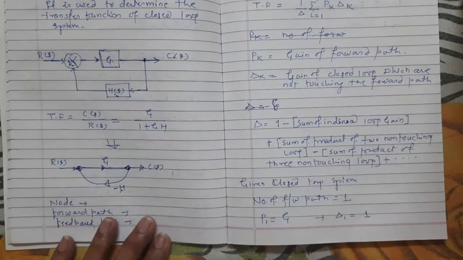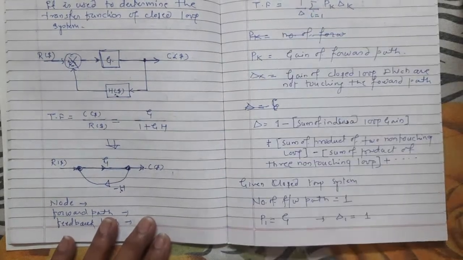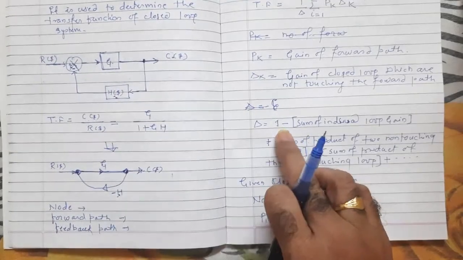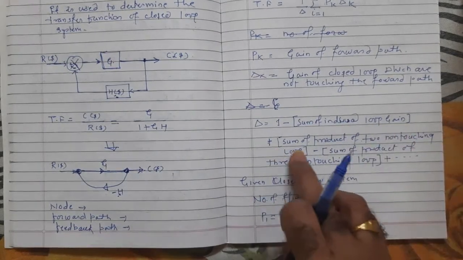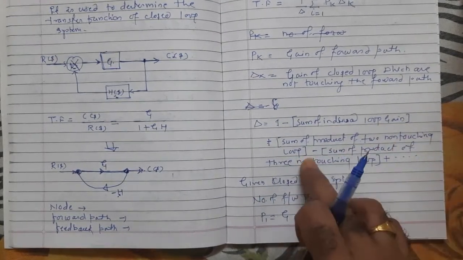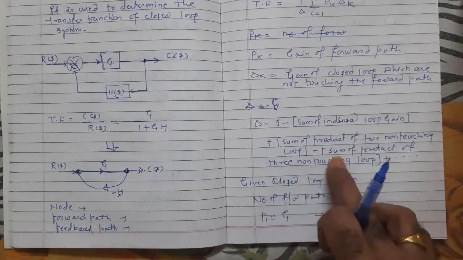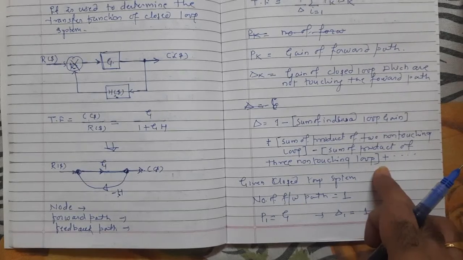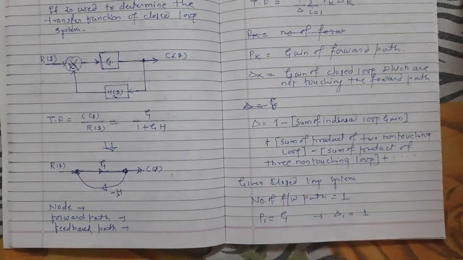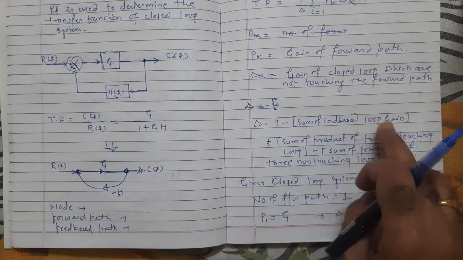Now we have to calculate the del. This is our formula: del is equal to 1 minus the sum of individual loop gains, plus the sum of products of two non-touching loops, minus the sum of products of three non-touching loops. Now see here, it is the sum of individual loop gains.